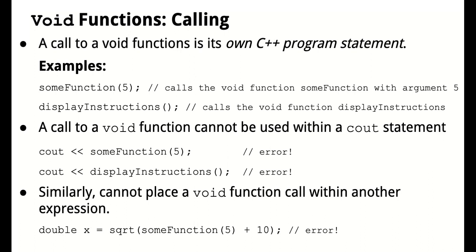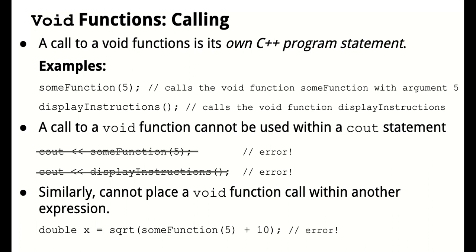The main thing to be aware of is you cannot cout a call to a void function. Both of these would produce errors. So cout << sumFunction(5) has no meaning. sumFunction(5) is not going to return a value to us, so it can't be placed in a cout statement. And displayInstructions(), that call does not return a value at all, so it can't be placed in a cout statement. A very common error when you're first beginning to code with void functions is to accidentally cout the result of a void function. It's its own program statement.